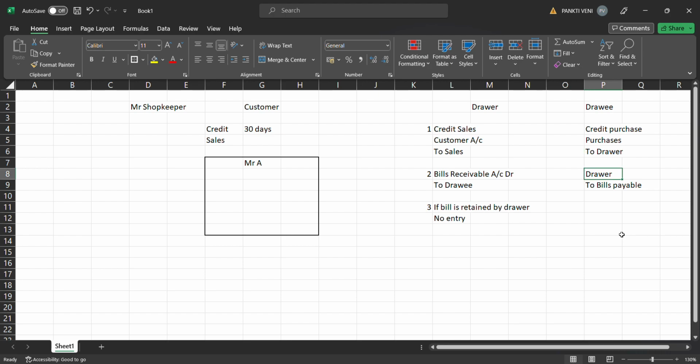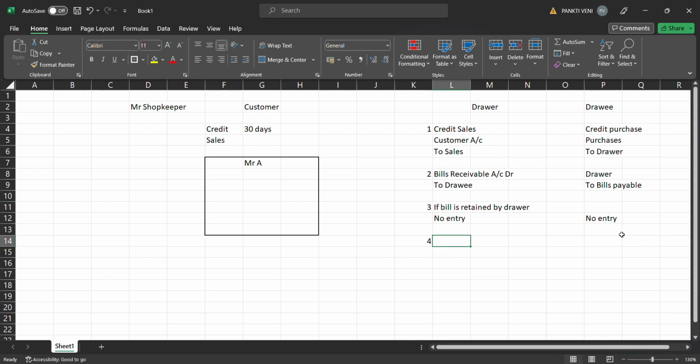Then you have the bills receivable and bills payable entry. Here it will be bills payable: credit what goes out, debit the receiver. Then again if retained, no entry here. I'll make the payment at the time of maturity.